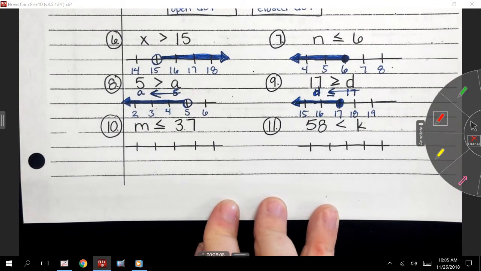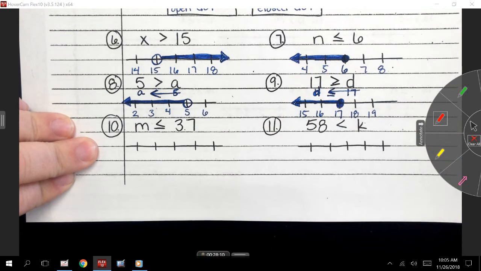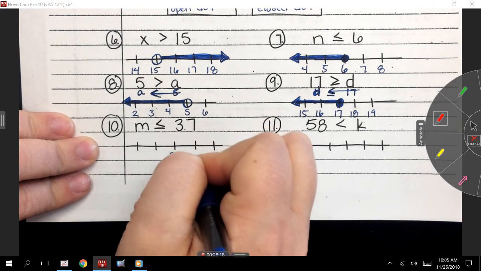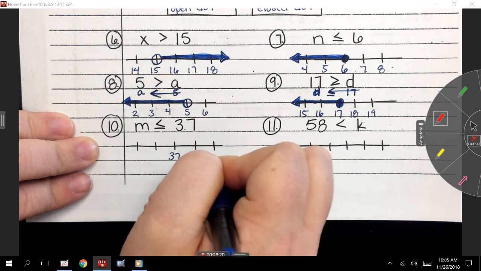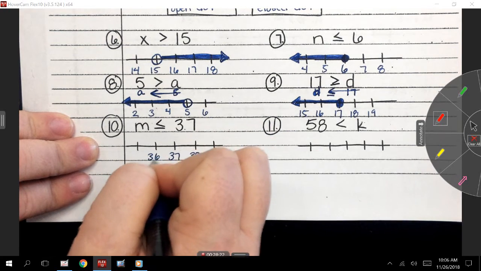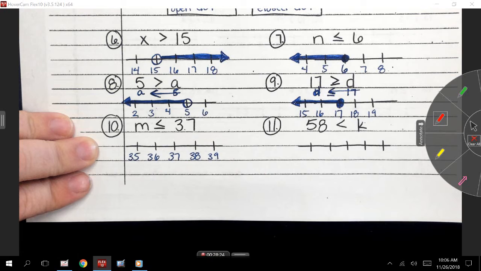What about number 10? Number 10, do I need to change that one? No. What do I need to do? Number 10. Do I need to do anything there? No, number 10's good. So let's just put 37, 38, 39, 36, 35.